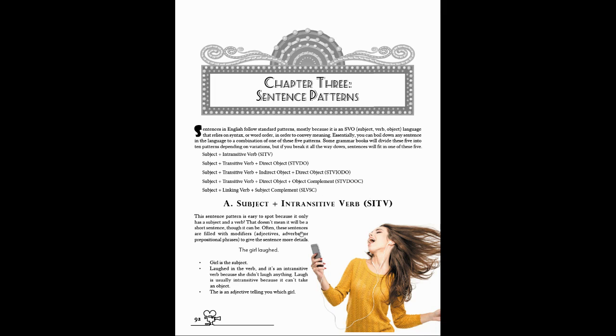These are sitvas, and you will see them occasionally. It's easy to spot because it only has a subject and a verb, right? The girl, subject, laughed. Intransitive verb, sitva. There's nothing else happening here. We've got an adjective, the, and that's pretty much it. Now, this doesn't mean that sitvas will be short. Sometimes they'll be really long with a bunch of prepositional phrases like this. The girl on the swing laughed in delight.